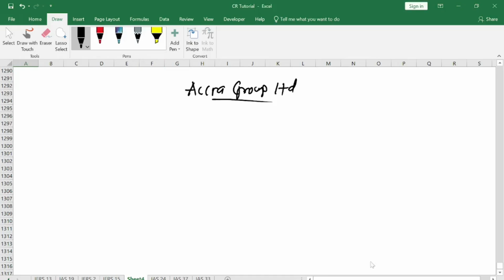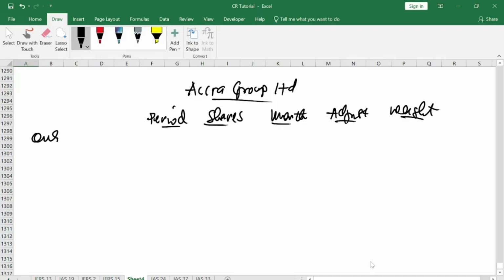We can choose to apply two methods. Either we work it all out and then reverse the split, or we do it one by one. So you have your period, your shares, your month adjustments, then you weight it. For example, your outstanding shares, how much is it?